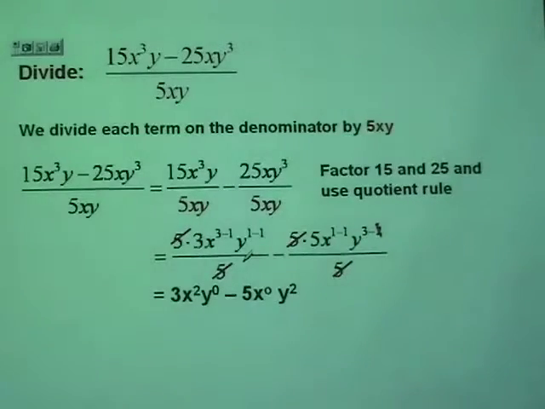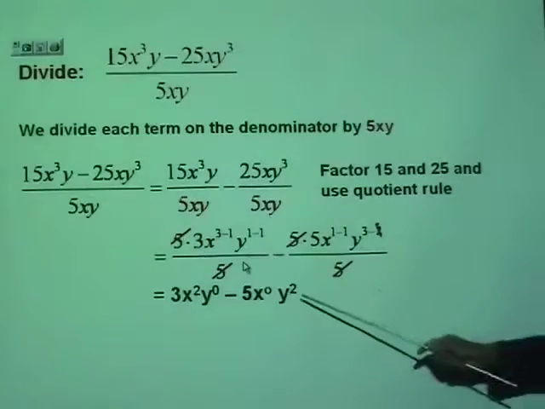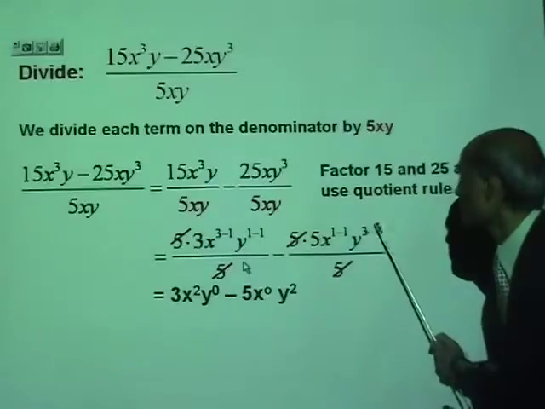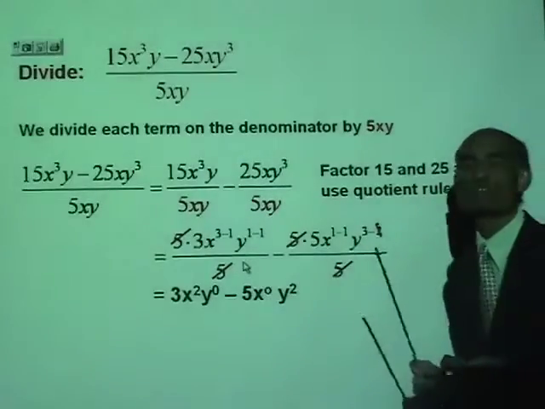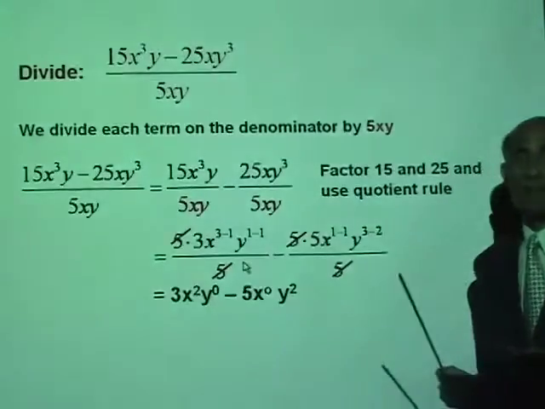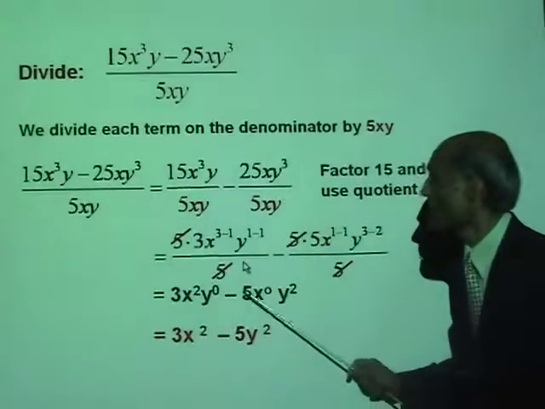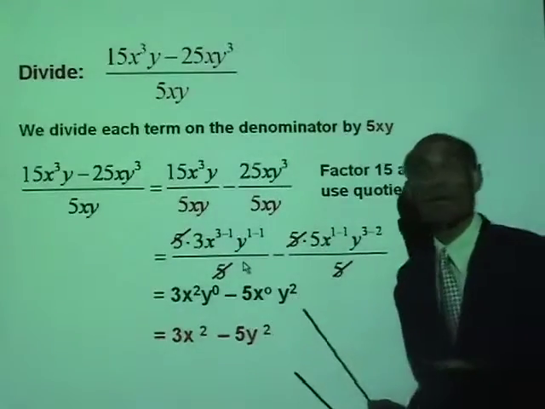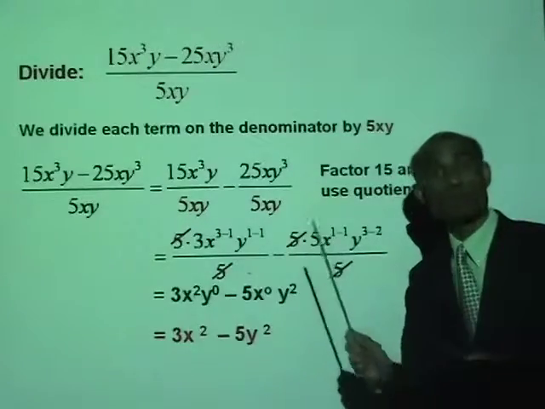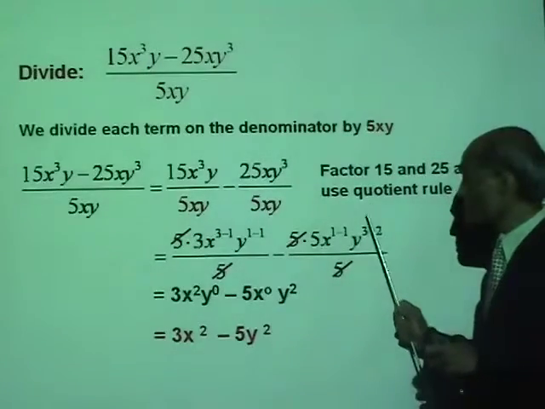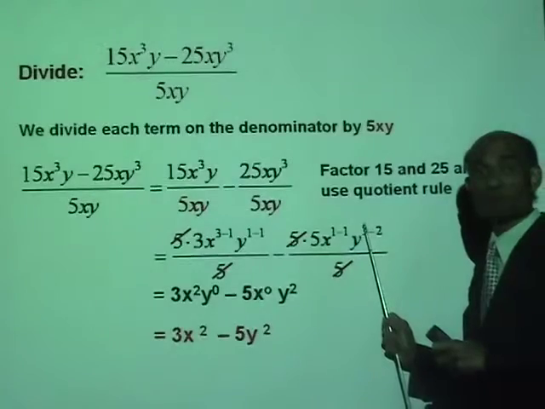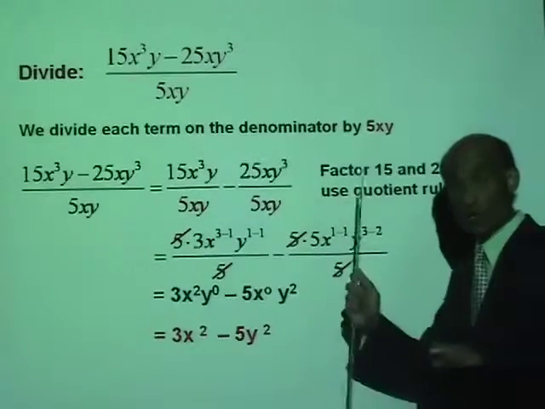And that makes the last term correct. Y to the power of 3 minus 1 is y to the power of 2. And that gives us the answer as 3x squared minus 5y squared. I hope you understood in spite of the simple error I made here. Okay, let's go and do another one.